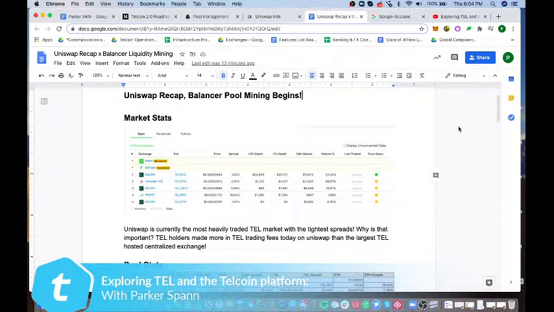And why is that important? It essentially means that Telcoin holders who decide to stake their assets on Uniswap, traders trade against them and they earn trading fees. Well, generally in financial markets, what you see is a company like the New York Stock Exchange is going to take in trading fees for their markets, and so are all of the Robin Hoods of the world.